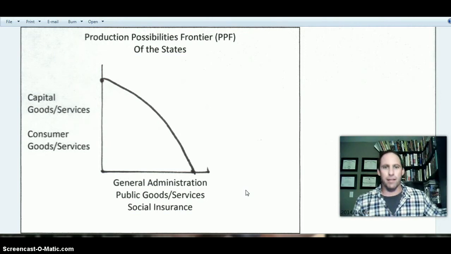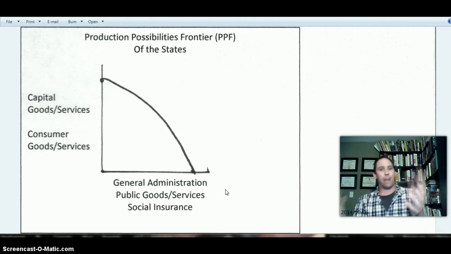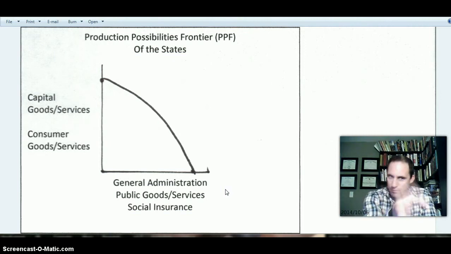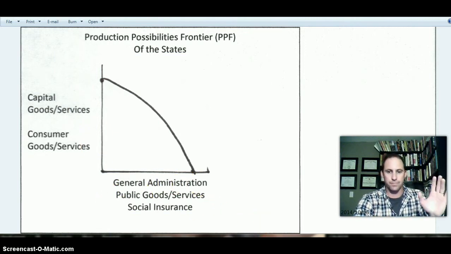Say, hi, I'm Rob Astorino. Do you know the difference between economic growth and economic development? Because I don't think the governor does, and he hasn't explained it right. So here's 15 seconds of what that is. Good luck. Now, we're going to flip over to the hydraulic fracturing issue. So now, soak this in for a minute. Capital goods and services, consumer goods and services, general administration, public goods and services, social insurance.